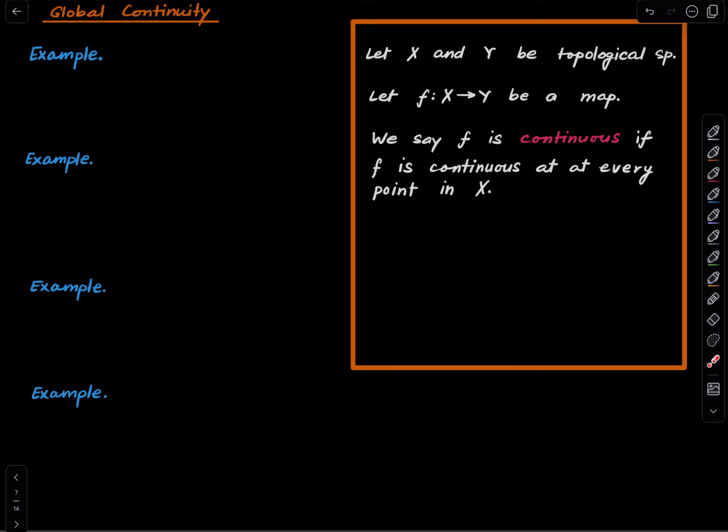Okay, and let's see some examples. Yeah, nothing has been written here. Just give me a second. All right, so here are a few examples.